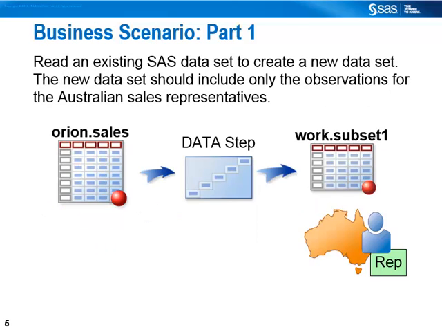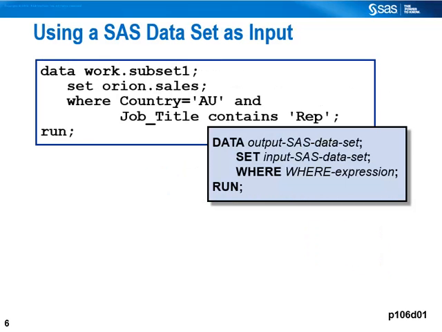Business scenario part 1. Read an existing SAS dataset to create a new dataset. The new dataset should include only the observations for the Australian sales employees. This data step creates a temporary dataset named work.subset1. It reads the existing dataset orion.sales and uses a where statement to subset the input observations. Let's look at each statement in more detail.